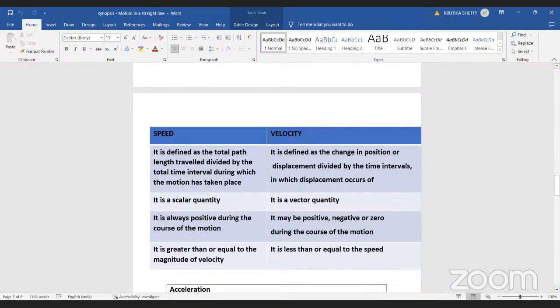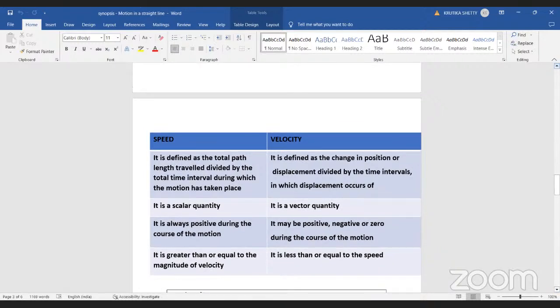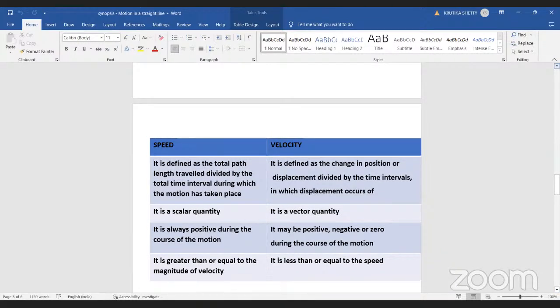So what is speed? What is velocity? Speed is defined with respect to distance. When you divide the distance traveled by the body with respect to time, you will get the speed of the body. So speed is nothing but the ratio of the distance or the path length traveled by the body with respect to the time taken.